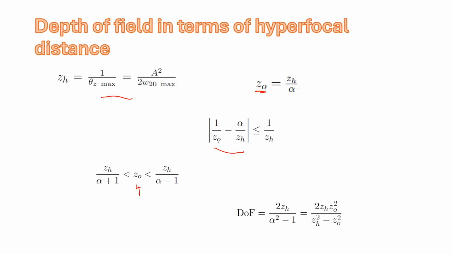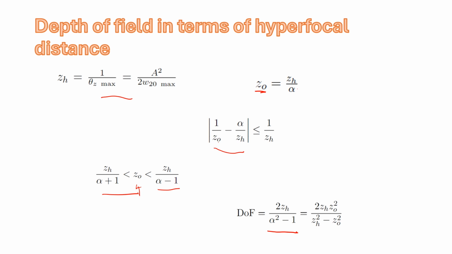If we set alpha to an arbitrary value from this relationship, we can solve for our depth of field, which would be ZH over alpha minus 1 minus ZH over alpha plus 1. That difference turns out to have this value, so the depth of field goes like the hyperfocal distance divided by alpha squared minus 1, or if we substitute for alpha in terms of the hyperfocal distance, it goes like Z0 squared divided by ZH squared minus Z0 squared as a function of the hyperfocal distance.